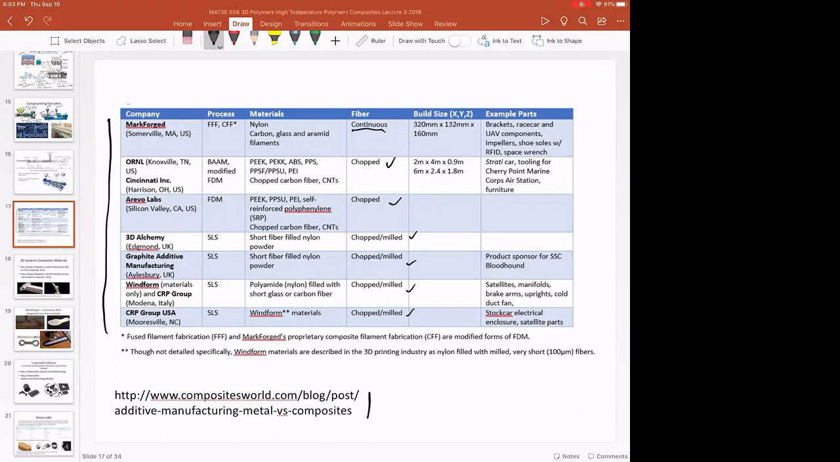However, if you want to AM wind turbine blades, or if you want to AM big composite structures, you're going to need to figure out how to integrate continuous carbon fiber or carbon fiber mats into your process. And that's hard to do.